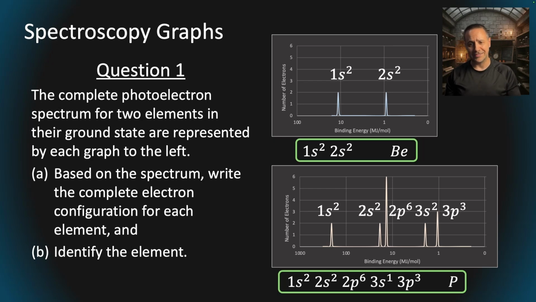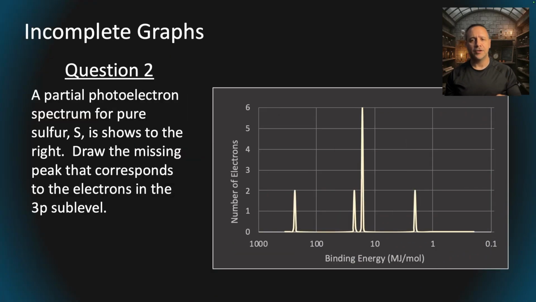The work you put in here will stay with you long past the AP exam. Another variation that's appeared in the free response provides you with an incomplete graph and asks you to draw the missing peak. To earn the point, you'll need both the peak height and the relative position. I'll start by writing out the electron configuration to see what's missing.